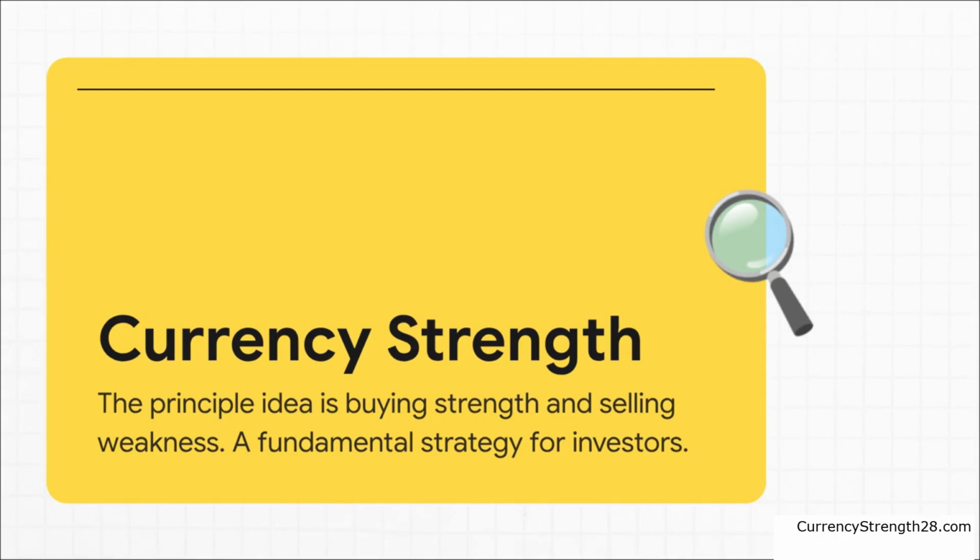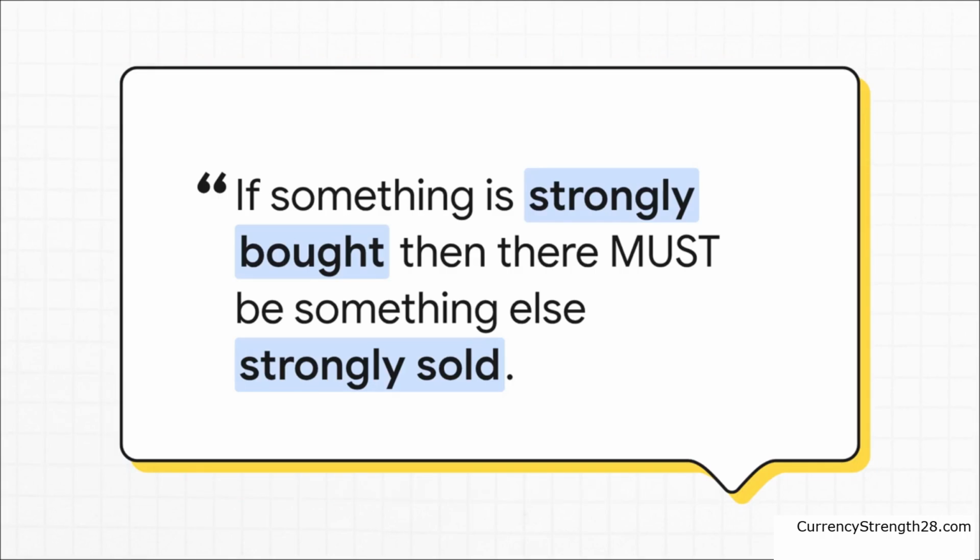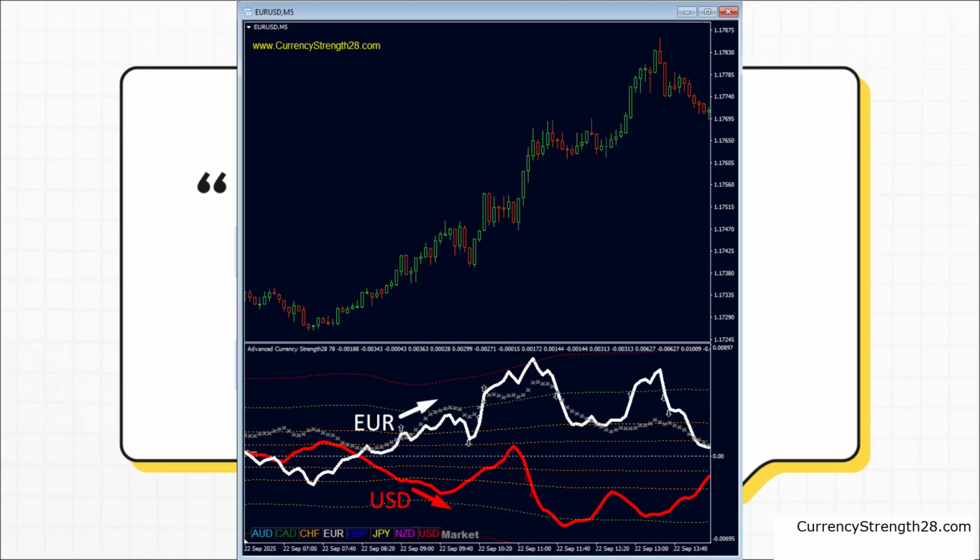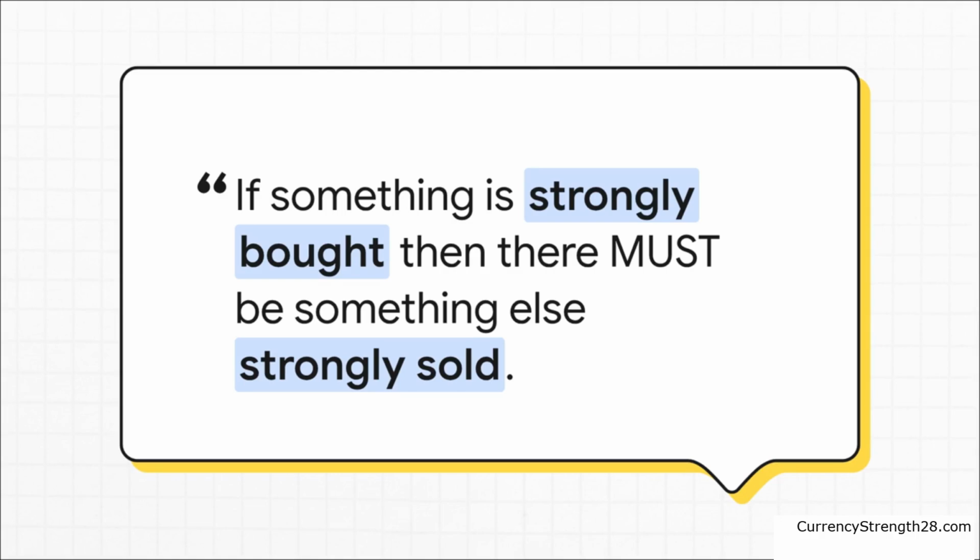And this all boils down to a really simple but powerful principle: currency strength. It's a foundational idea in any market, right? You buy what's strong and you sell what's weak. This strategy is all about applying that core logic directly to Forex. I love this because it perfectly illustrates the idea of market equilibrium. The Forex market is basically a closed system. Money doesn't just appear out of thin air or vanish. So if one currency is being bought up like crazy, that capital has to come from somewhere, which means another currency must be getting sold off. Your job as a trader is to find that flow of money.